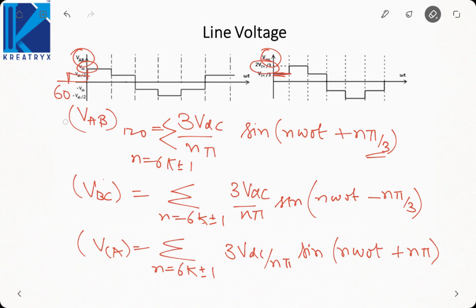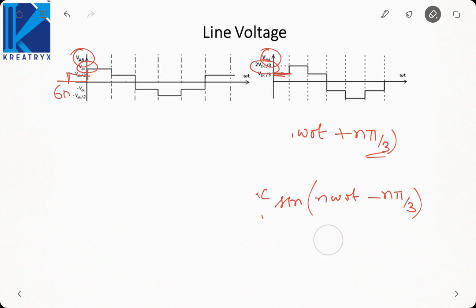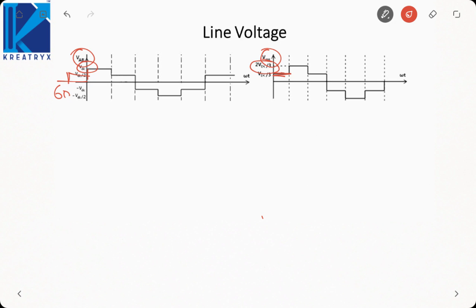Now let us determine the overall RMS. Now what was the overall RMS here? It was actually root 2 by 3 VDC. So what will be here?